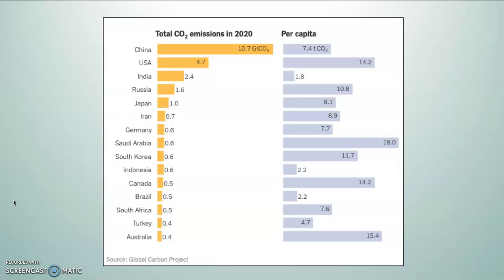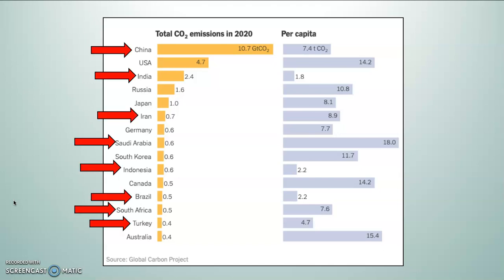But now look here. Now we see total carbon dioxide emissions in 2020, plus per capita. Per capita means per person in the country. And if you look, who's the leader in CO2 emissions? That is China, because of this massive industrialization that's happened. And while we are number 2, nevertheless, we're not even producing half of the carbon dioxide that China is producing. And notice who's on this list. China, India, Iran, Saudi Arabia, Indonesia, Brazil, South Africa, Turkey, all developing countries.